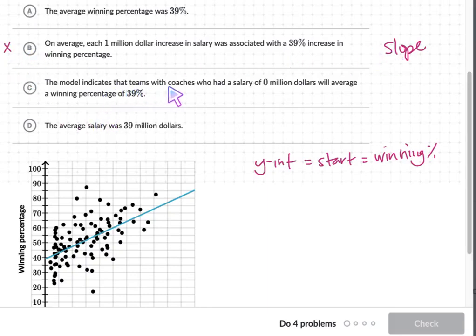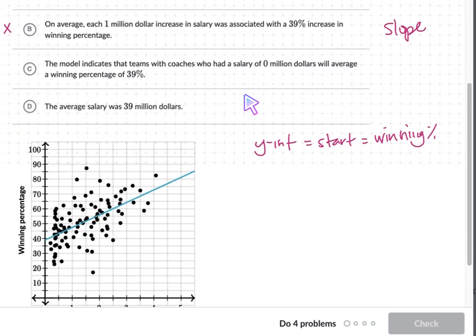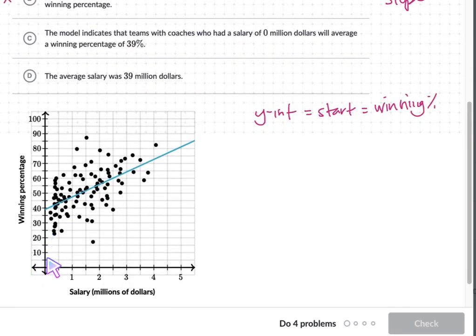C, it says the model indicates that teams with coaches who had a salary of $0 million will average a winning percentage of 39%. Okay, that could be it, because it's talking about $0 million. So the starting is 0 for the salary, will average a winning percentage of 39%. That could be it. And then the last one says the average salary was $39 million. Well, the 39 is for the winning percentage, it's not for the salary. So this one's the wrong scale.